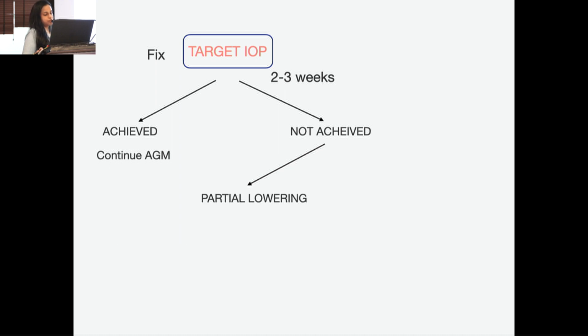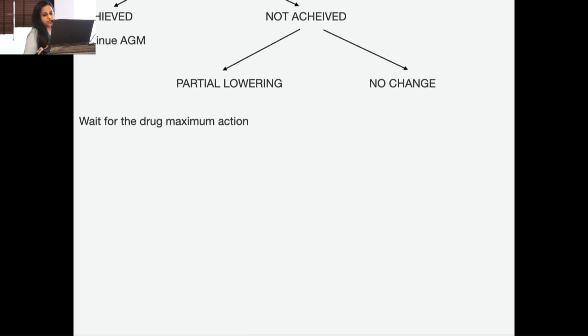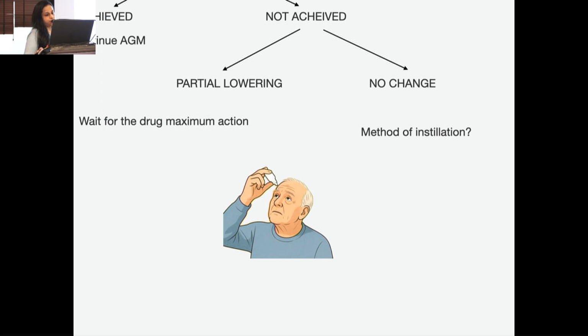Partial lowering is when you have at least 20% of drop, but it has not reached the target IOP. And if we still have time for the drug's maximum action, there is nothing wrong in waiting if the patient is not an advanced case. And if there is no change, you ask the patient how you apply the drop. If the patient is applying the drop and is elderly, definitely there is a chance that the technique is wrong or the drop is missed.